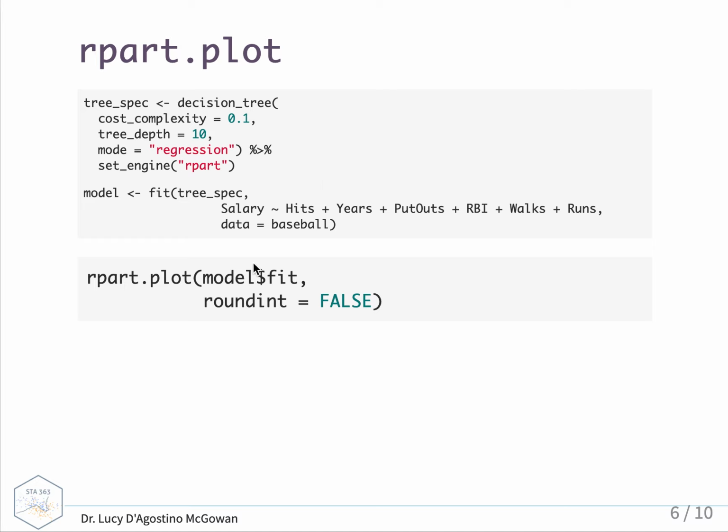And what you're going to do is pull out the fit object from this model. This model is the output you get from the tidymodels fit function. And you want to pull out the fit object by using the $ sign. So you'll do model$fit, and then roundint equals FALSE. Make sure that you don't just plug in the model, but you actually plug in model$fit. If I had called my model something else, for example if I had called this tree, then this would be tree$fit. So the $fit is going to be constant, but the first part can change depending on what you called that model output.